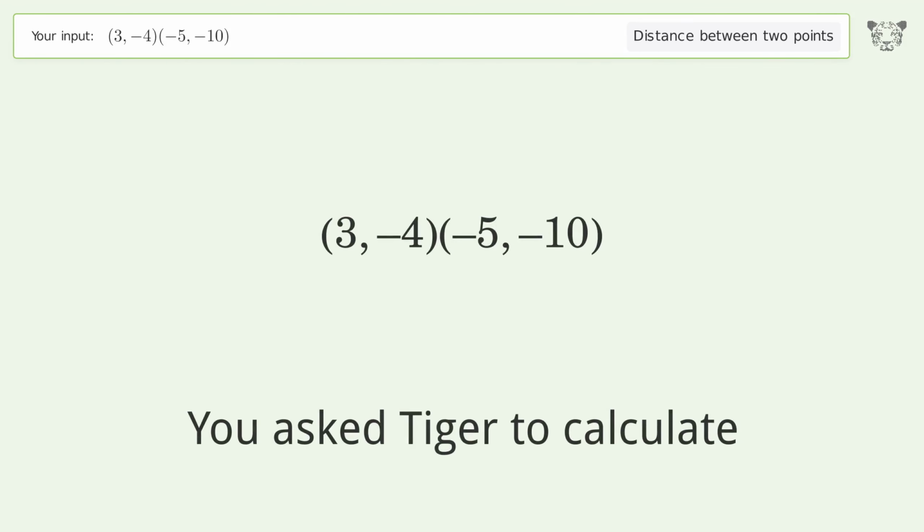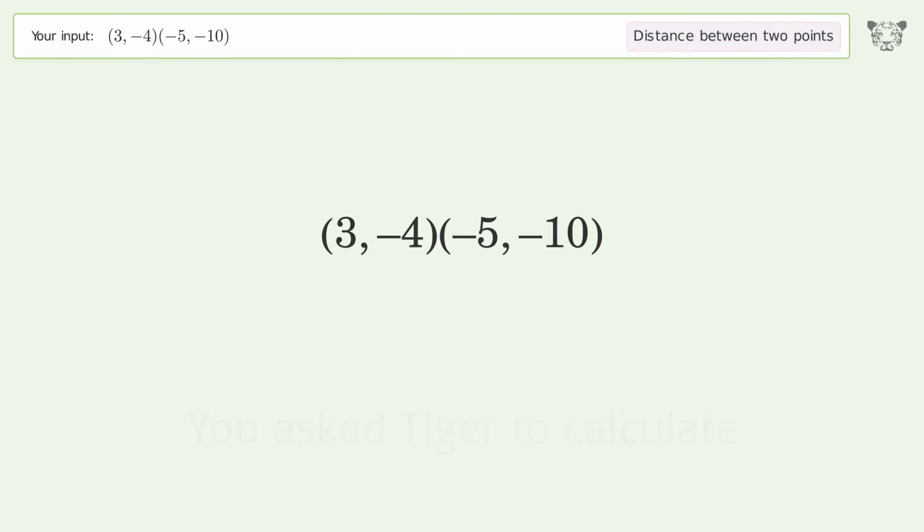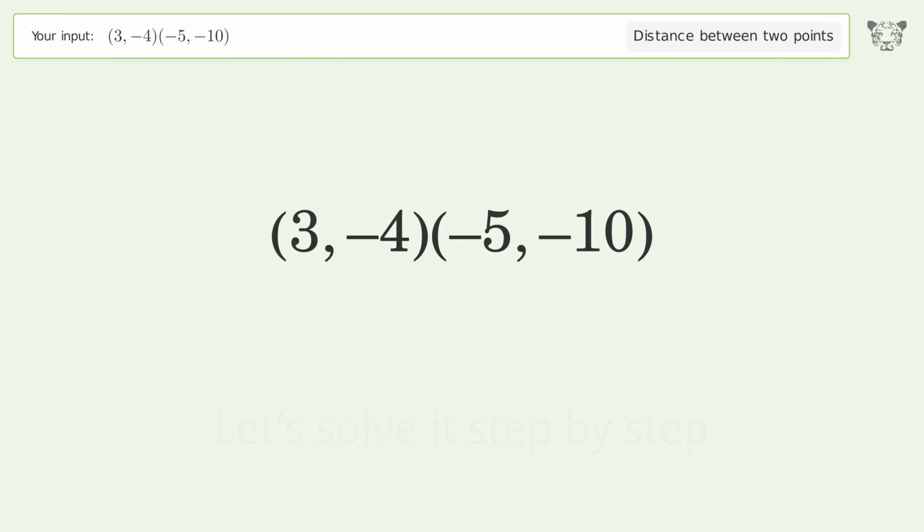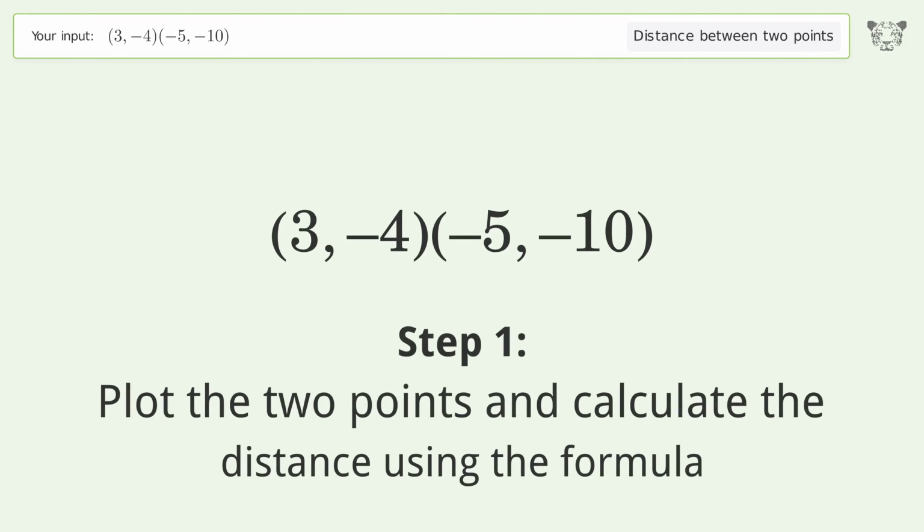You ask Tiger to calculate. This deals with the distance between 2 points. The distance between the 2 points is the square root of 100, or 10. Let's solve it step by step. Plot the 2 points and calculate the distance using the formula.